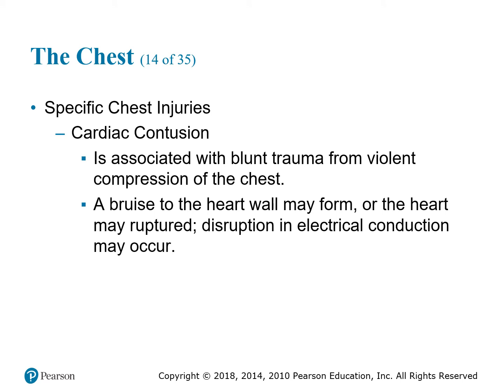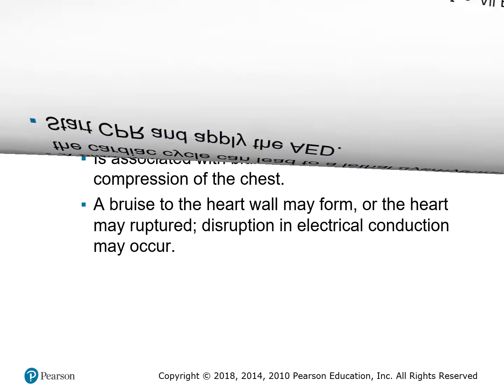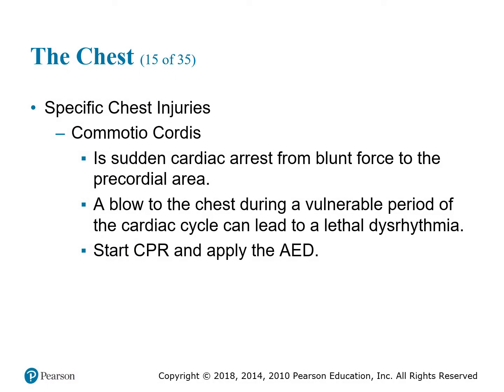Cardiac contusion is associated with blunt trauma from violent compressions of the chest. A bruise to the heart wall may form, or the heart may be ruptured. Disruption of electrical conduction may occur. Commotio cordis is a sudden cardiac arrest from blunt force to the precordial area. A blow to the chest during a vulnerable period of the cardiac cycle can lead to a lethal arrhythmia. You have to start CPR and apply the AED immediately.